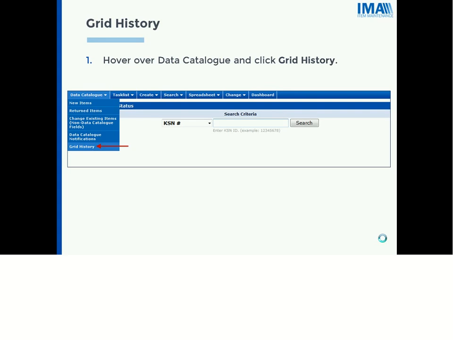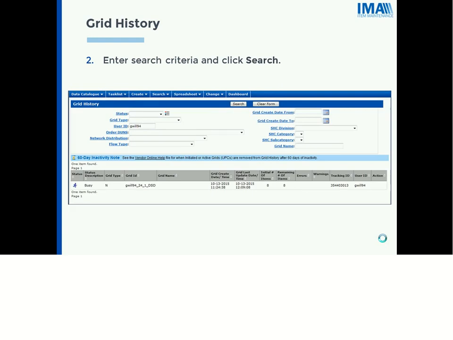So whenever you're waiting for your grid to process, you don't just have to stay on that page. You can go ahead and start working on some additional items from your new item task list. You could close out of IMA completely, so you don't just have to leave it there and wait. To get back to your grid history, you just hover over Data Catalog and click Grid History.